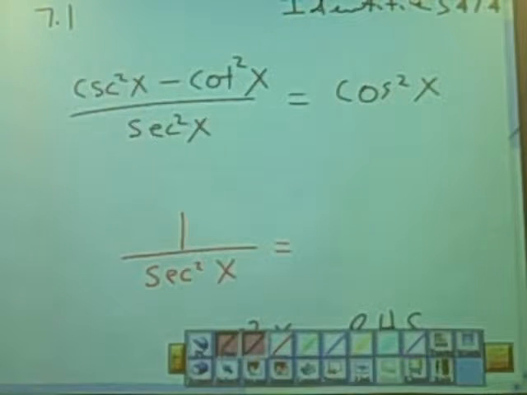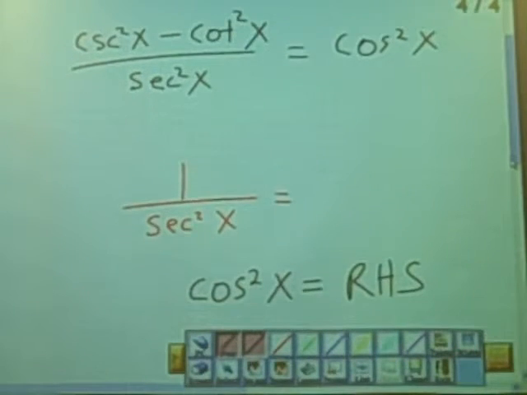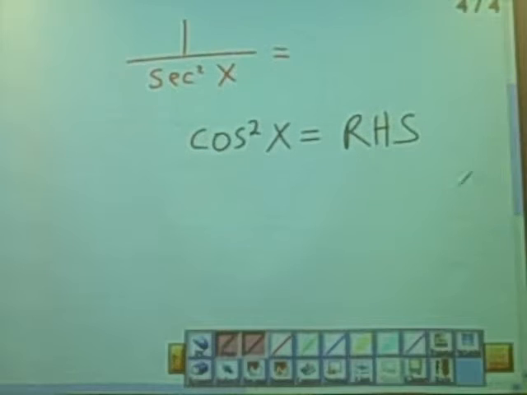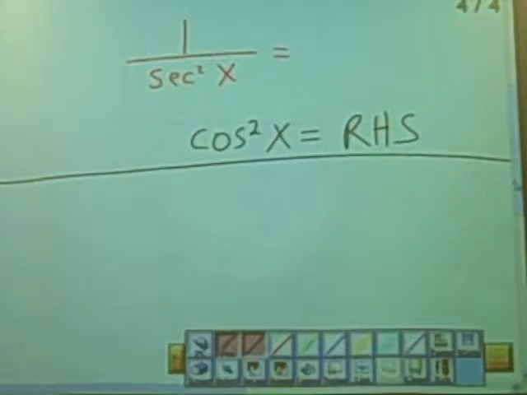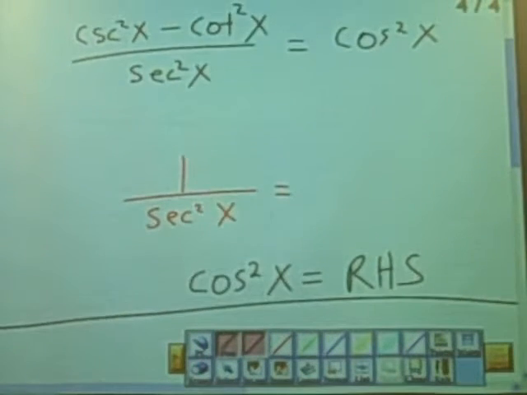Cosine, and then work it from there. But if you could try to avoid that, sometimes it's a lot easier to just work with the Pythagorean identities.